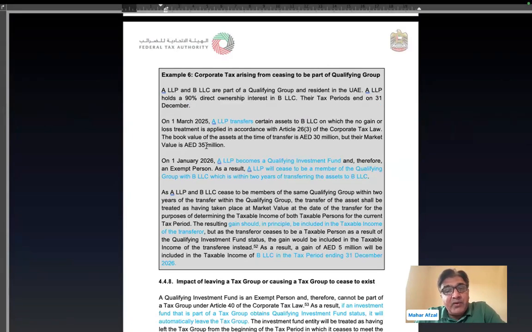Now ALLP, which was the transferor, is leaving the qualifying group, meaning they are no more under the 70% threshold. So once they are not part of the qualifying group, whatever transaction has been executed in the past 2 years, this transaction gain needs to be clawed back. Initially, ALLP is liable to pay the tax. If ALLP is not existing, then the transferee, which is BLLC, is liable to pay the tax on 5 million.